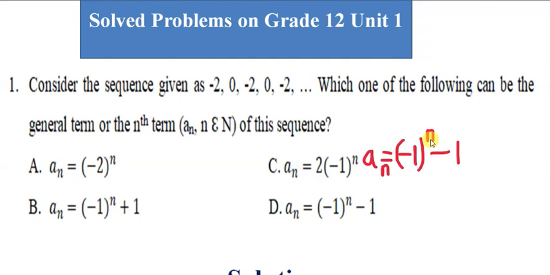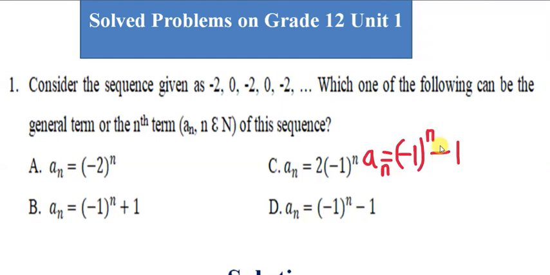When n is odd, -1 to the power of an odd number gives us -1. When n is even, -1 to the power of an even number gives us +1. Therefore, when n is odd, it gives us -2, and when n is even, it gives us 0. So it simply gives us the terms of the sequence.